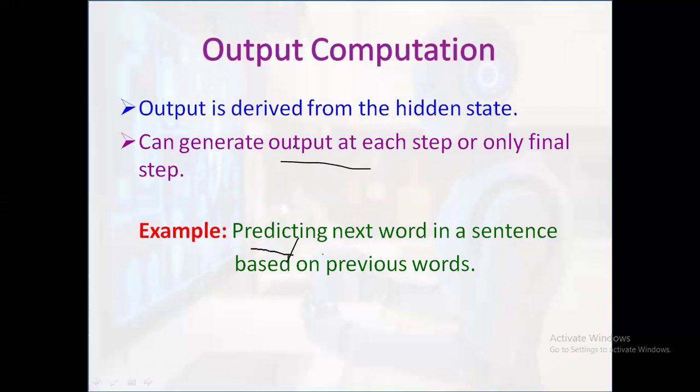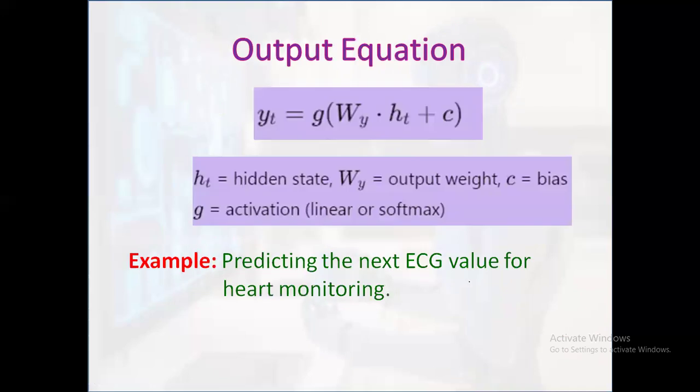The example for this case is predicting the next word in a sentence based on the previous words. The output equation is given by y_t equals g of W_y times h_t plus c.